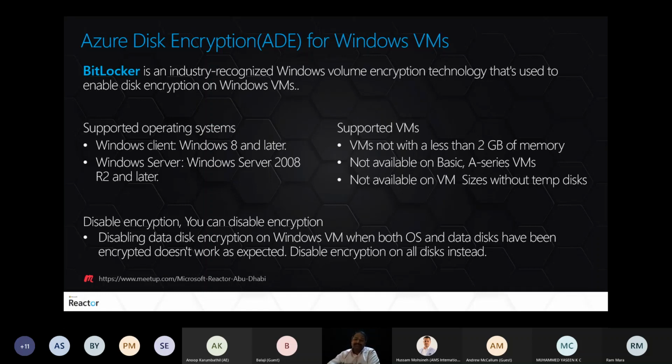There are a few series of VMs which are frequently released without a temporary disk. If you see, the DSv3 VM SKU has a temporary disk, but the recently released DSv4 doesn't have a temporary disk. When you select the VM SKU, the temporary disk is automatically deployed. If you select a VM SKU which doesn't have a temporary disk, that is not supported. So a VM SKU should have a temporary disk to support Azure Disk Encryption. These are the few notable points to remember when you want to perform Azure Disk Encryption.